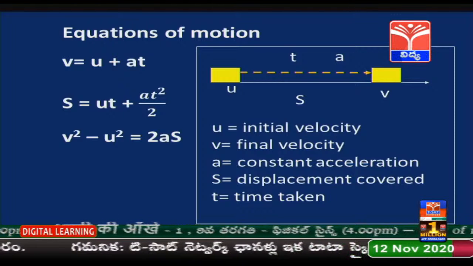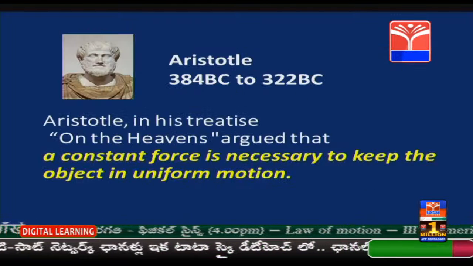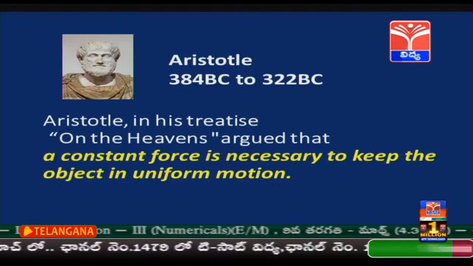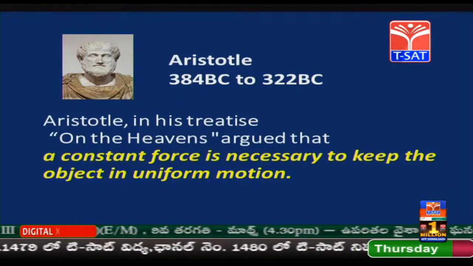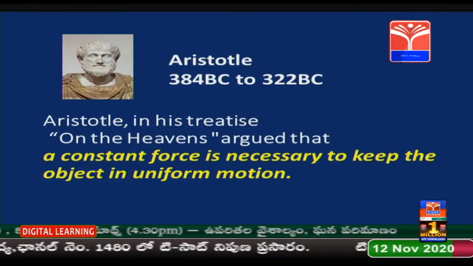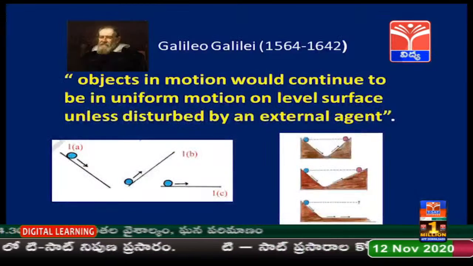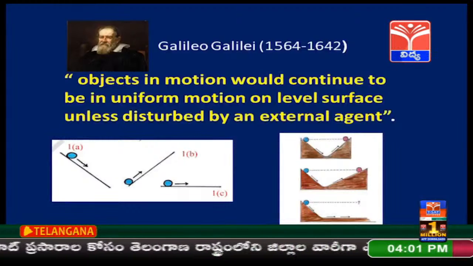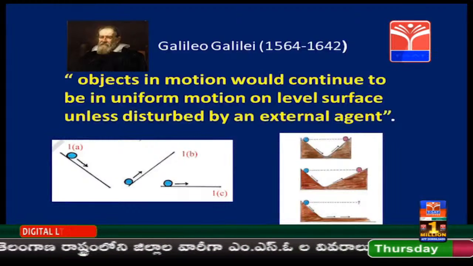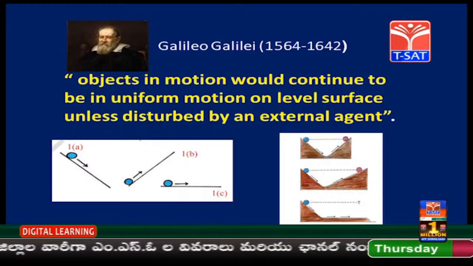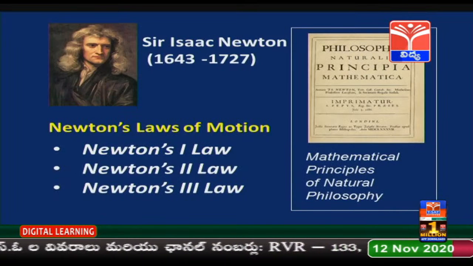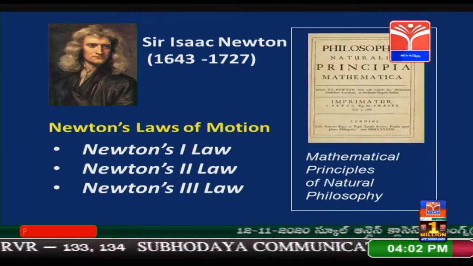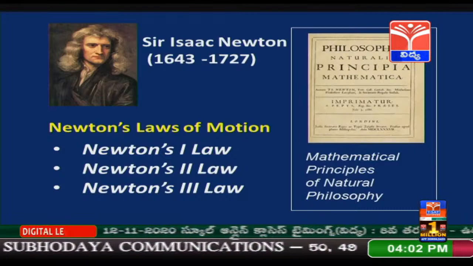time taken t. Also, we have discussed Aristotle in his treatise on the heavens argued that a constant force is necessary to keep the object in uniform motion. Galileo Galilei found that objects in motion would continue to be in uniform motion on level surface unless disturbed by an external agent. We have discussed Newton's laws, which are given in Mathematical Principles of Natural Philosophy by Isaac Newton.